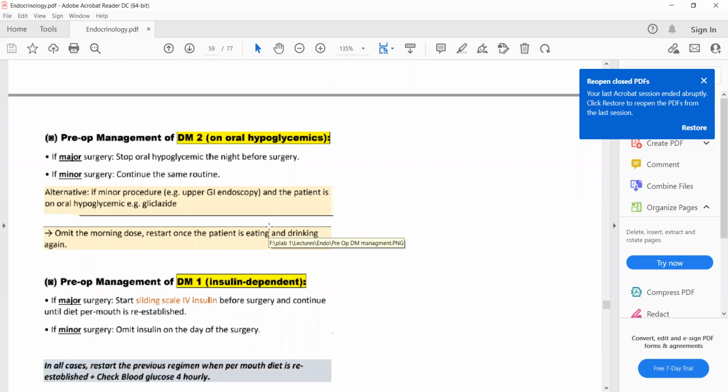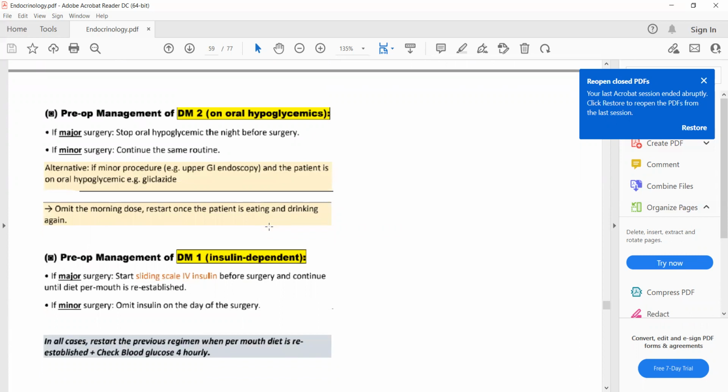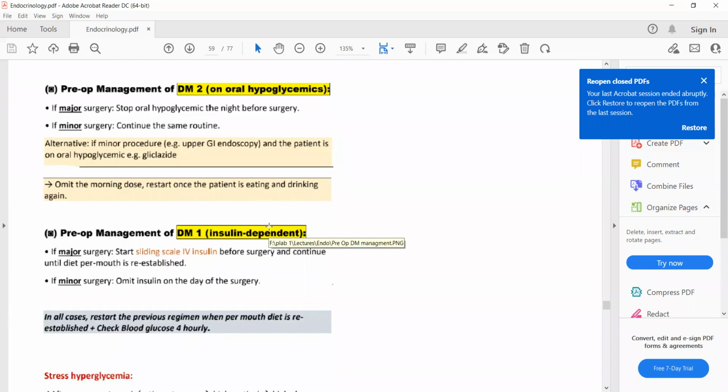Now, pre-op management of type 2 diabetes mellitus on oral hypoglycemics, that we discussed in surgery as well, but we'll just revise it here. If it's a major surgery and the patient is taking an oral hypoglycemic, which is the only anti-diabetic drug that causes hypoglycemia? Sulfonylurea. So if someone is on sulfonylurea and is to undergo a major surgery, then you will stop the sulfonylurea the night before the surgery.